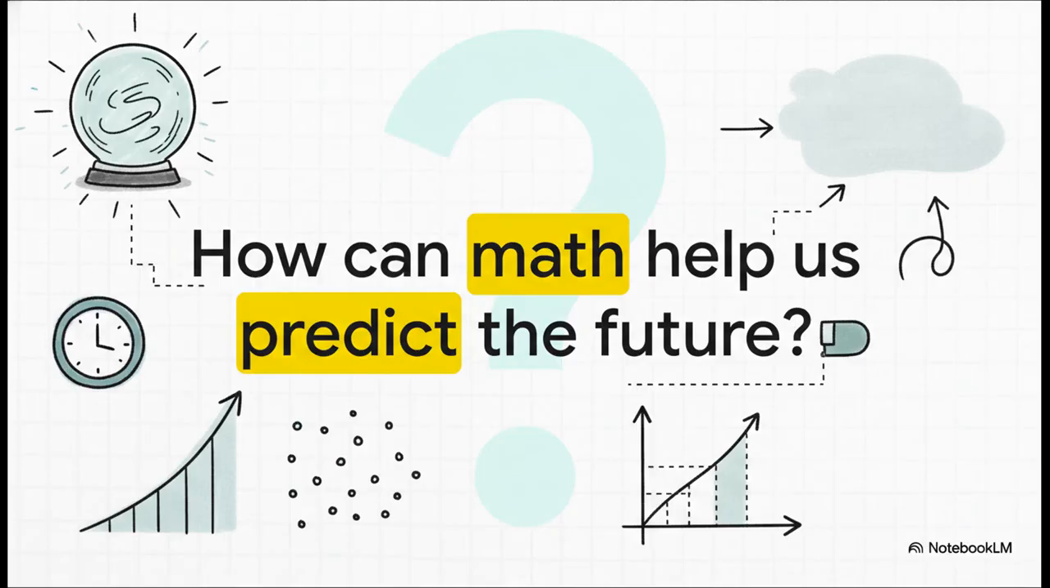So, you might be asking, how in the world do we do that, right? How can a bunch of numbers and equations act like some kind of crystal ball? Well, that's the big mystery we're going to solve together today.